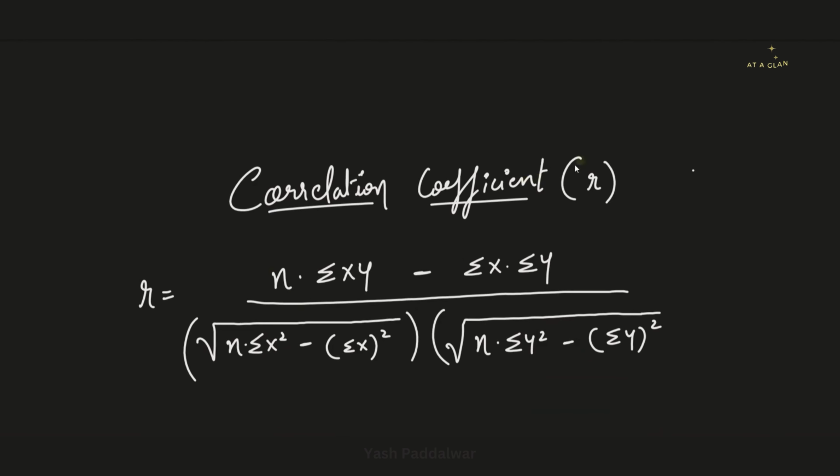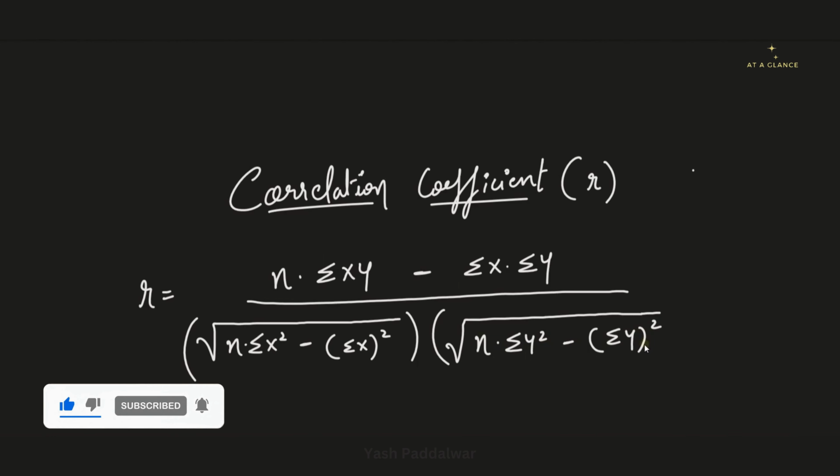Correlation coefficient, that is denoted by R. Here it is given by small n, that is the total number of data instances that we have in our data set, multiplied by summation of xy. This is the summation of dot product of both the variables, minus summation x dot product summation y. The whole divided by square root of small n multiplied by summation of x square minus summation x the whole square, multiplied by square root of small n multiplied by summation y square minus summation y the whole square.